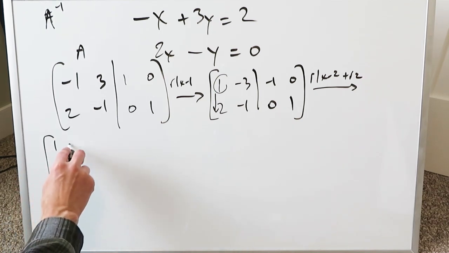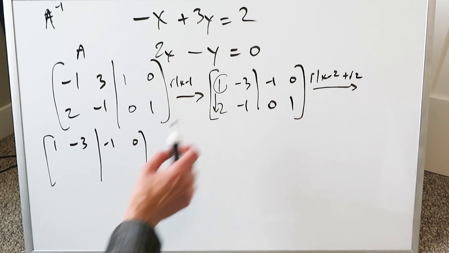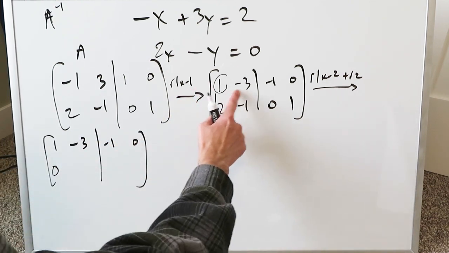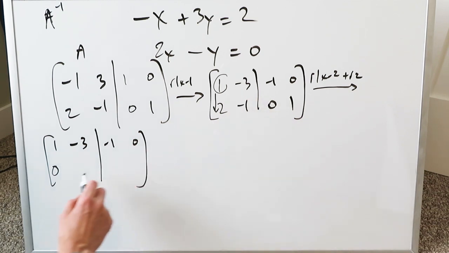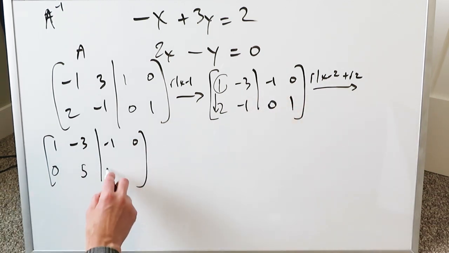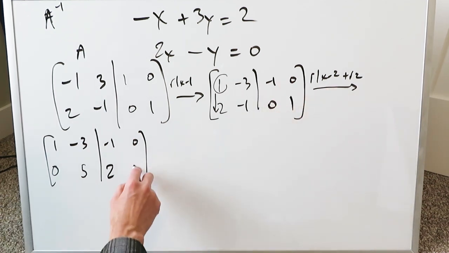Row 1 will stay exactly as is: 1, -3, -1, 0. Now I'll do this computation. 1 times -2 is -2, plus that 2 is 0. -3 times -2 is 6, 6 plus -1 is 5. -1 times -2 is 2, 2 plus 0 is 2. And then 0 times -2 is meaningless, this will stay as a 1.